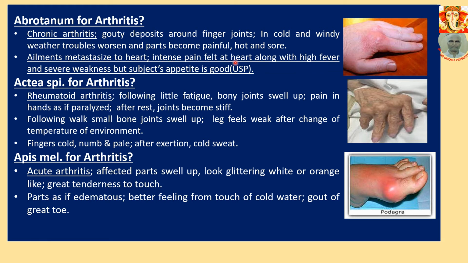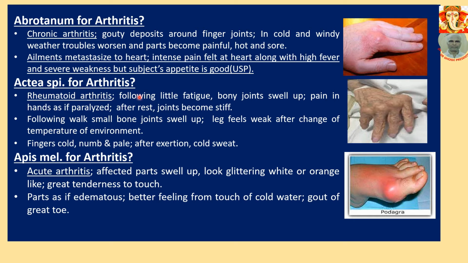Intense pain felt at the heart along with high fever and severe weakness, but the patient's appetite is good. This particular symptom, when the patient is affected with heart pain, he is very weak, but his appetite is good, is an uncommon, strange, peculiar symptom. And mind it, one USP can select a medicine. You need not go for the other features. USP is such a valuable thing. If you get this symptom, the patient's heart has been affected, he has very severe weakness, but his appetite is good, so go for Abrotanum.